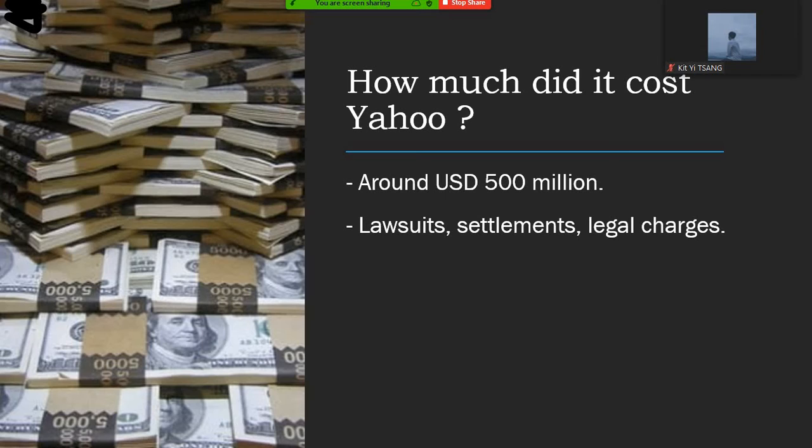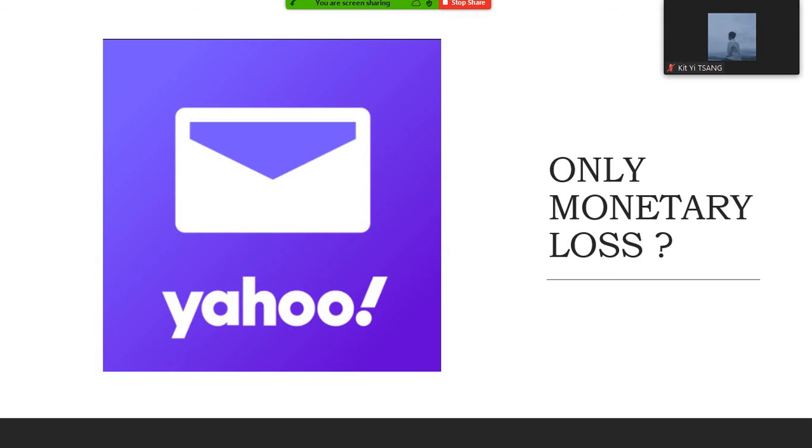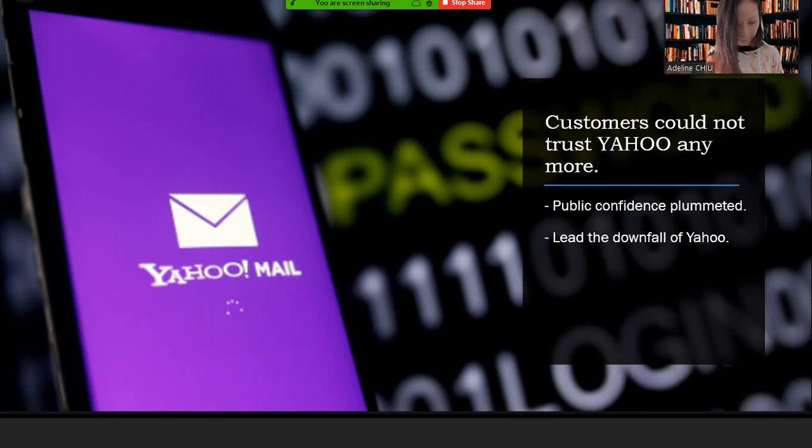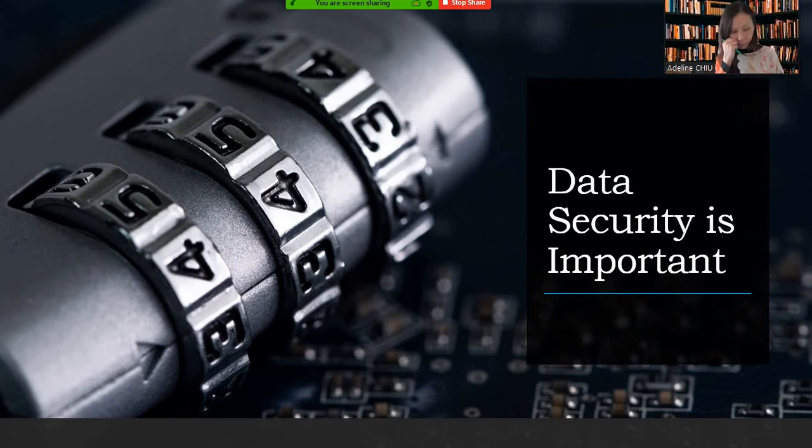But do you think that due to this data breach, Yahoo only suffered monetary losses? No. Yahoo actually suffered from customer loss of confidence. Customers couldn't trust Yahoo anymore, and public confidence plummeted, and as a result, this led to the downfall of Yahoo. I'm pretty sure that you all know that we don't use Yahoo much anymore. I think this tells us why that's the case, right? As you can tell, data security is very important in our world, right?